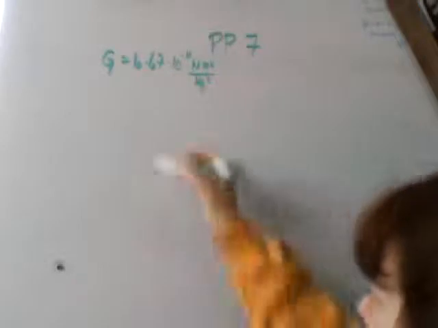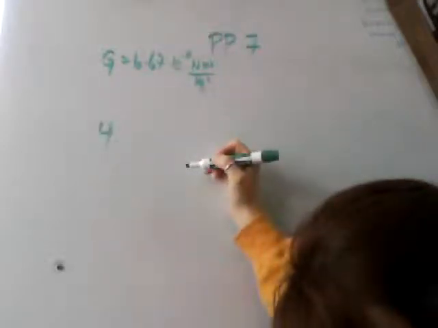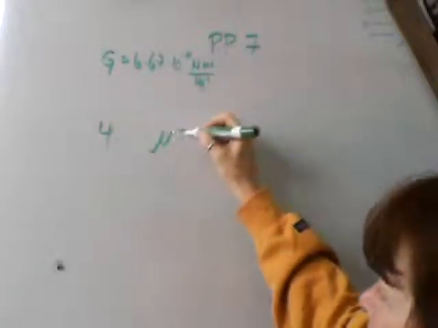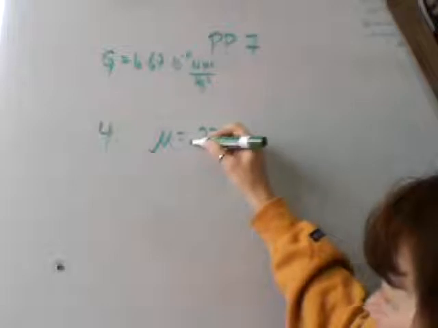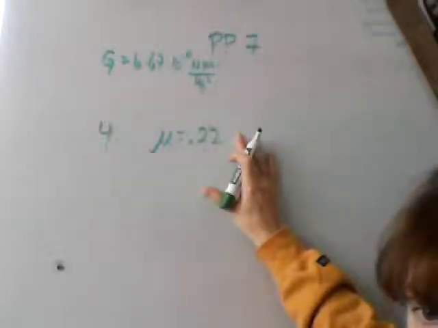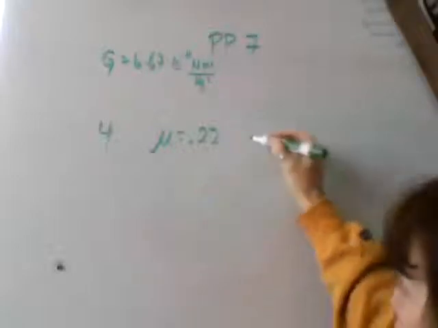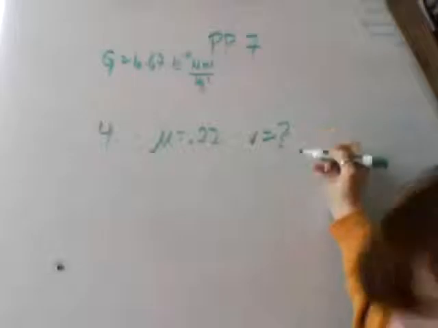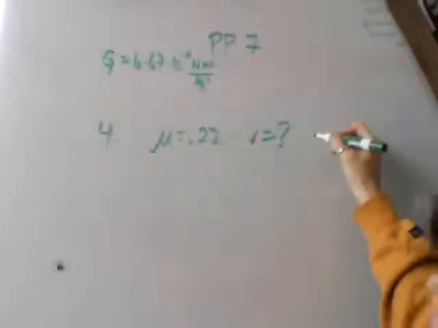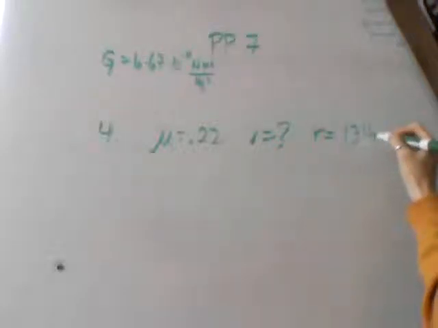So problem number 4 is going to be a car traveling down a slippery road like today. The mu on the road is 0.22. Remember that that doesn't have any units because it's a ratio between the two surfaces. It says, what is the maximum speed that the car can go taking a flat curve whose radius is 13.4 meters?